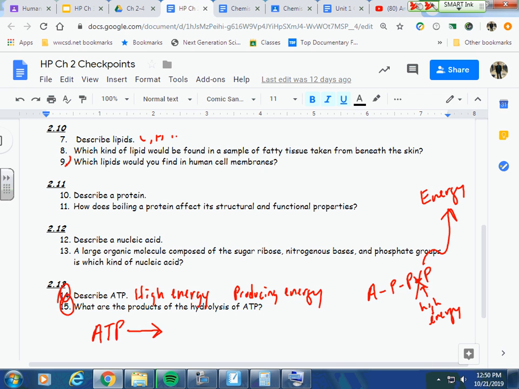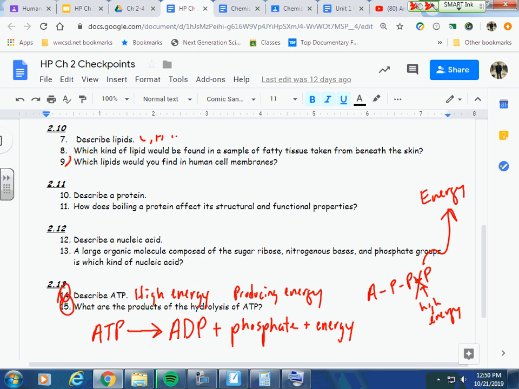So what we get is adenosine triphosphate is going to be broken down into adenosine diphosphate. And then that other phosphate group will be separate. So remember that little equation there. So that's what it looks like. And that's all for chapter 2.